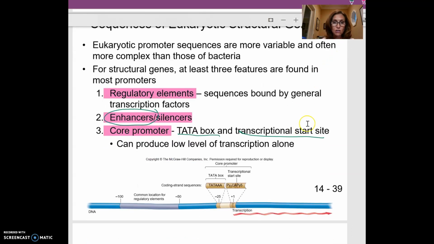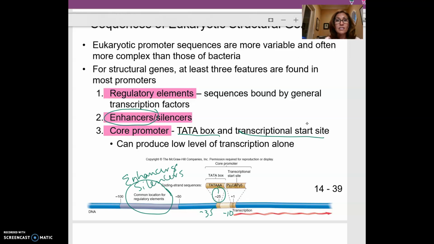So in this picture, what we're looking at are the regulatory elements that are far upstream of our -10 and -35 consensus sequences. And in fact, here in our eukaryotic cells, you'll find the TATA box at -25. It's kind of in a different space. Here, the regulatory elements will be found between -150 and -100. And again, these are going to be your enhancers and silencers.